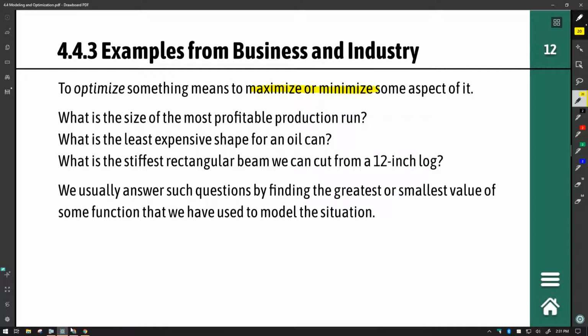For instance, we could ask a question and answer. What is the size of the most profitable production run? Or what is the least expensive shape for an oil can? Or what is the stiffest rectangular beam we can cut from a 12-inch log? We usually answer such questions by finding the greatest or smallest value of some function that we've used to model the situation, and that's what we're going to do on the next couple of examples.